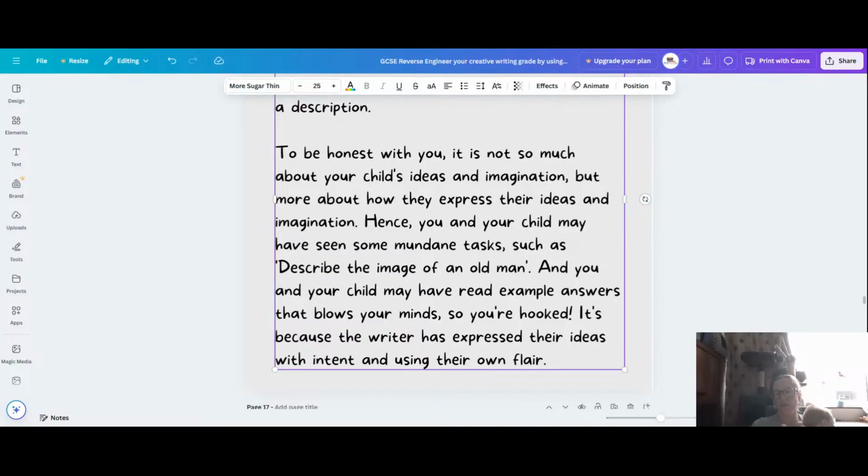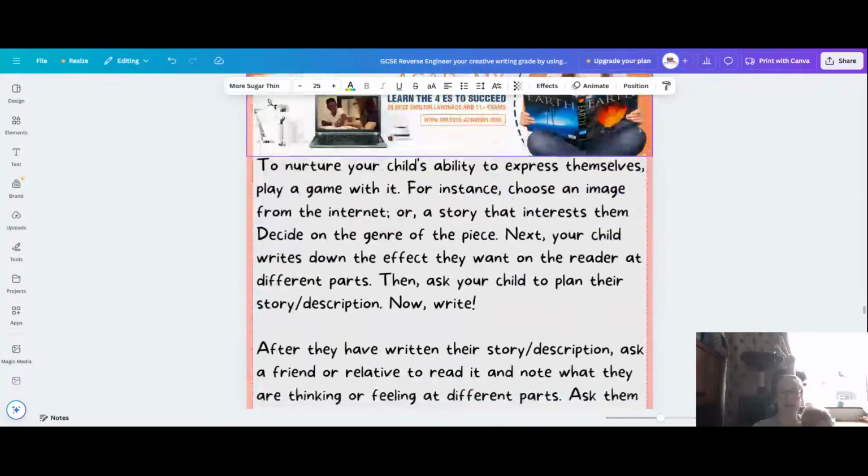Hence, you and your child might have seen mundane tasks like describe this image of an old man. And you and your child may have read example answers that have blown your mind, so you're hooked. And it's because the writers express their ideas with intent and using their own flair. Think about it like this. The examiners are not looking for your child to write the next Harry Potter in 45 minutes, okay? So it's your opportunity for your child to use all of the techniques that they've analysed in section 1 of their papers, the reading sections, and showcase their knowledge of their writing and why they've been used.